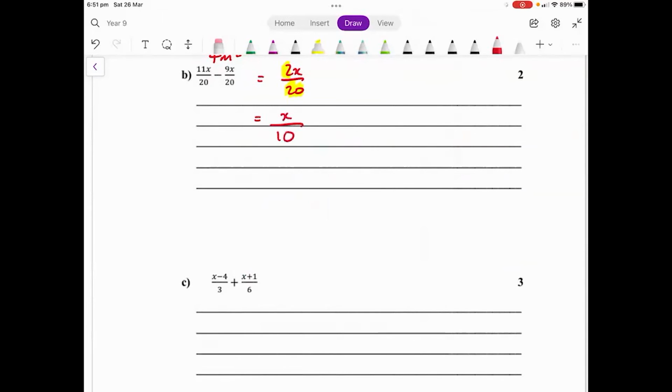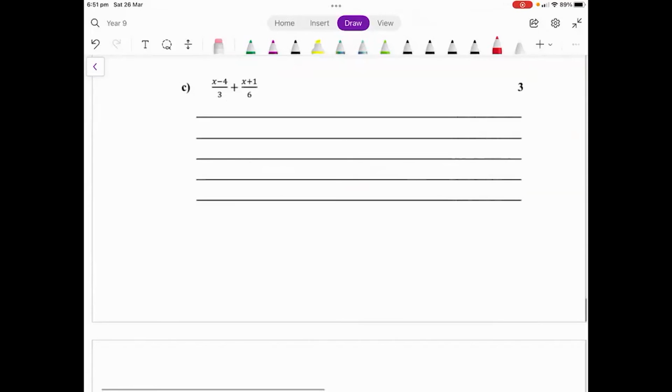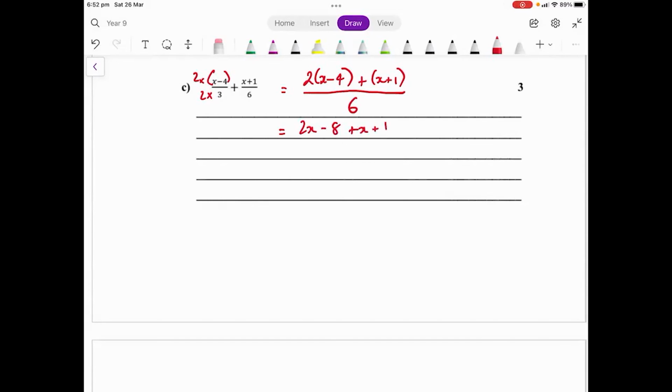Question C, my fractions don't have a common denominator, so I start by doing an invisible set of brackets on the numerator. Then I'm multiplying that first fraction by 2 over 2, so that the denominator becomes 6. Then I write one big denominator of 6, and I put all my numerators together. So 2 bracket x minus 4 plus x plus 1. Next, I expand those brackets. That gets me 2x minus 8 plus x plus 1 on the numerator.